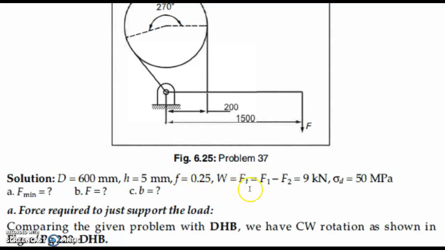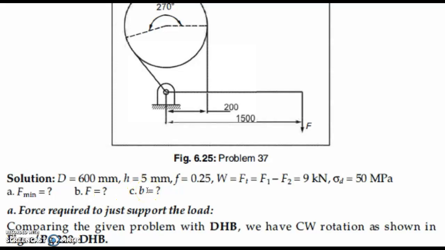Then Ft is given. Here, in the band brake, it is F1 minus F2, that is the tight side tension minus the slack side tension, that is equal to 9 kilonewton. Then sigma D is given as 50 megapascal. We have to find F minimum, F, and B, the width.